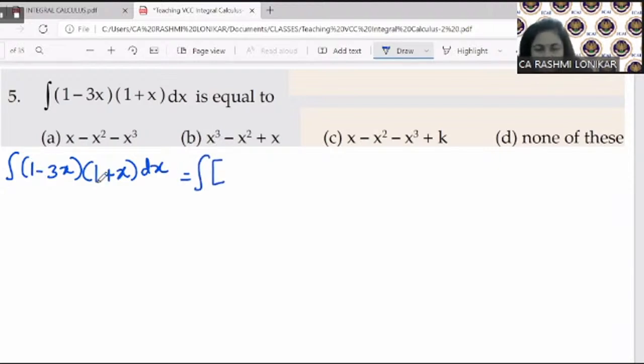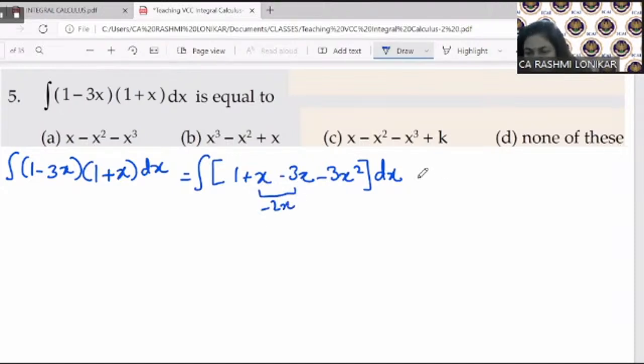What will it be? 1 into 1 plus x will be 1 plus x. Minus 3x into 1 will be minus 3x. Minus 3x into plus x will be minus 3x square, dx. Now x minus 3x will be minus 2x. So this is equal to integral of 1 minus 2x minus 3x square dx.